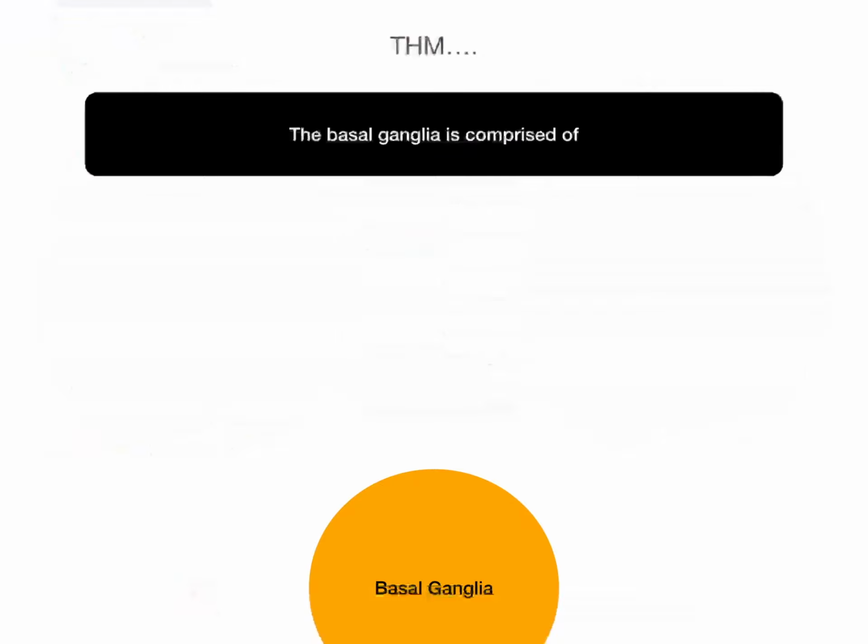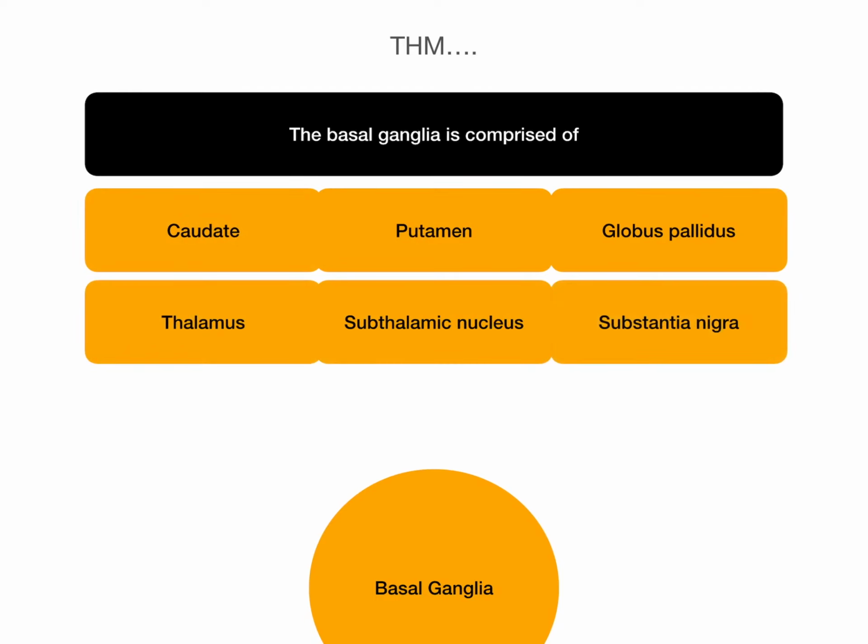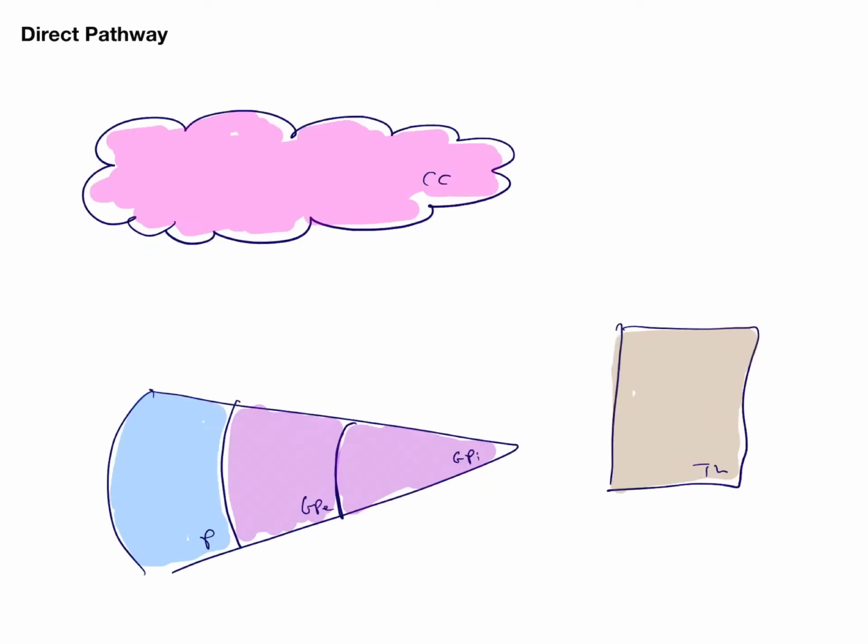So, the take-home message, THM, is that the basal ganglia is comprised of these 6 things. Locate them on the prosections. Make sure you can find them. These are the 6 things you need to know.